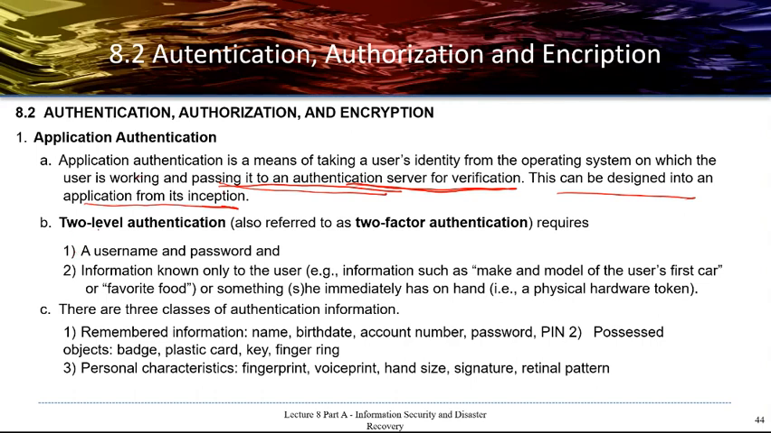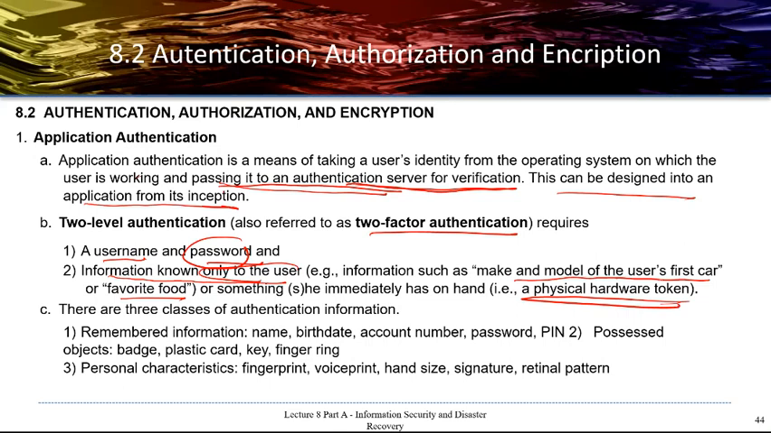Or you can use two-level authentication, referred to as two-factor authentication. This requires a username, password, and information known only by the user, another factor. So this is one factor, this is the other factor. The information could be the make and model of your first car or your favorite food, or some other question you can ask. Or you can give a hardware token, which I have shown you.